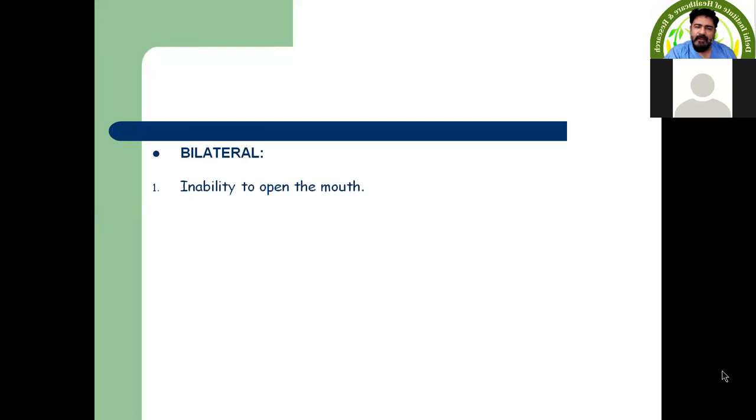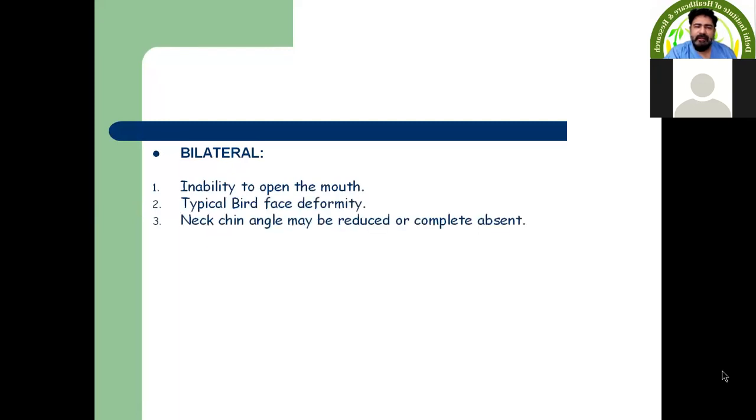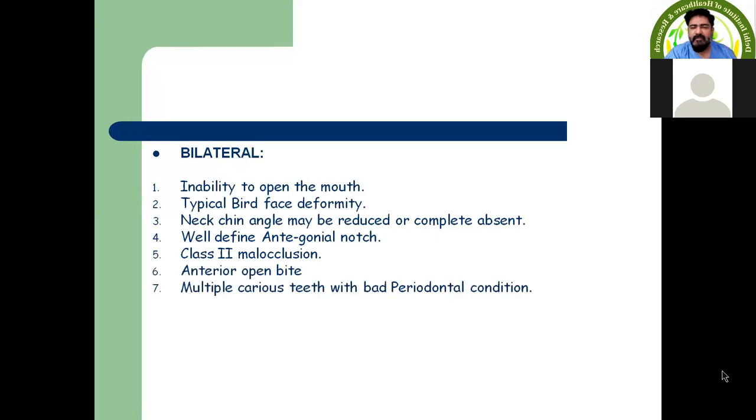In bilateral cases, inability to open the mouth, typically bird face deformity, neck-chin angle may be reduced or completely absent, well-defined antigonial notch, class 2 malocclusion, anterior open bite, sometimes carious teeth with bad periodontal condition, severe malocclusion. Okay, these are the classical clinical features of a bilateral TMJ ankylosis.